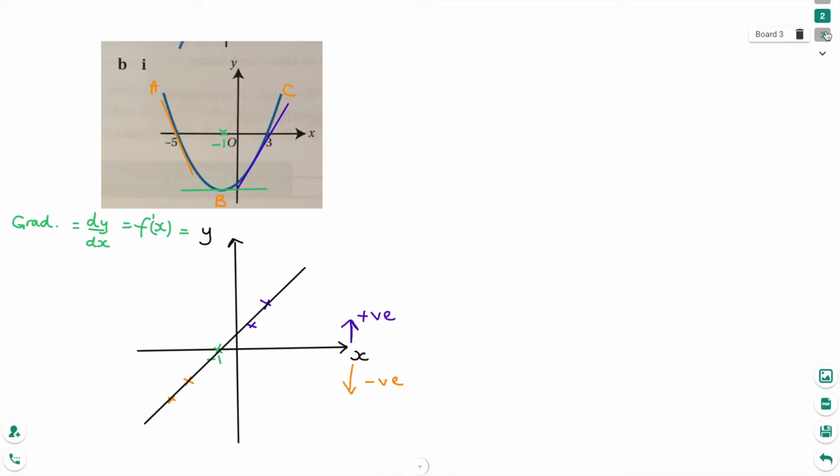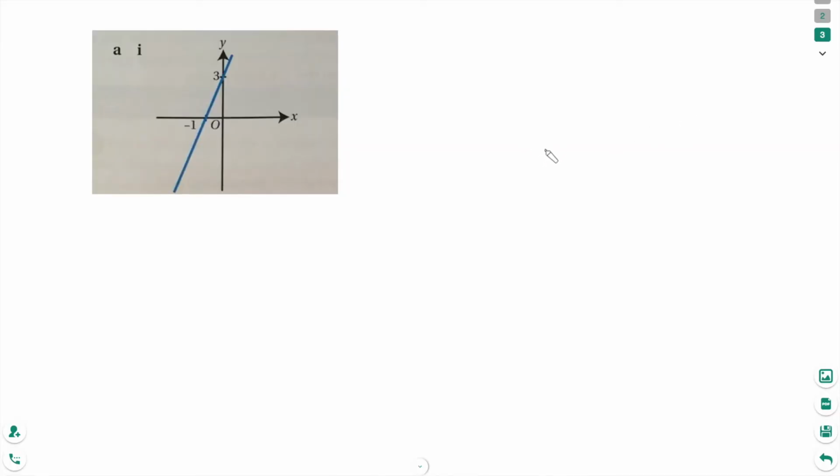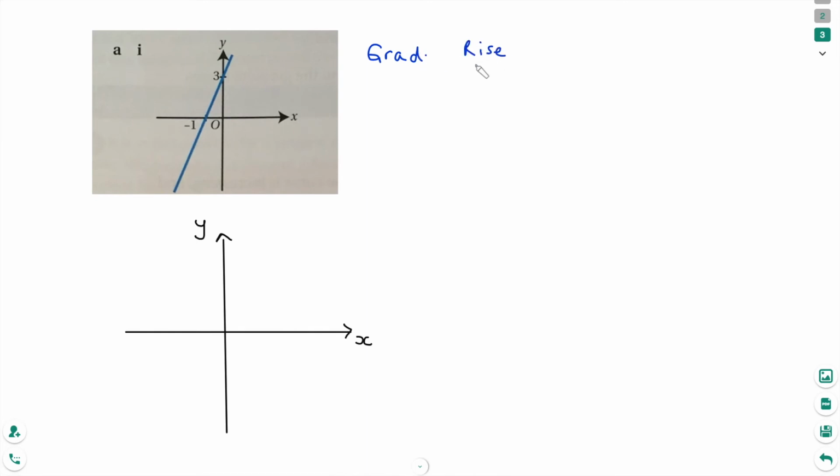So that's part B1. Now looking at A1, which I thought was going to be the trickiest one to explain because there are no turning points. Starting by drawing a set of axes below. So as there are no turning points, we just have to ask ourselves, what is the gradient of this line? Well, we can use our knowledge from GCSE that the gradient is rise over run, and if we choose these 2 points, the rise is 3 and the run is 1. So the gradient is 3.